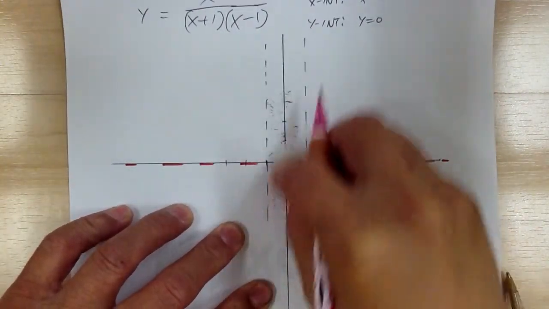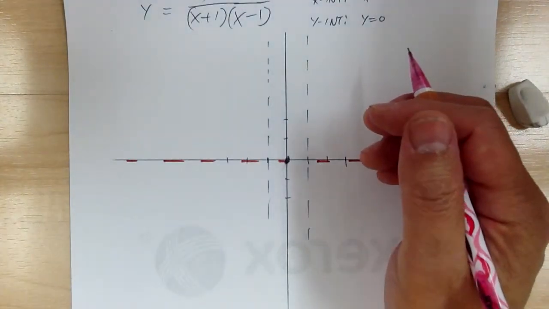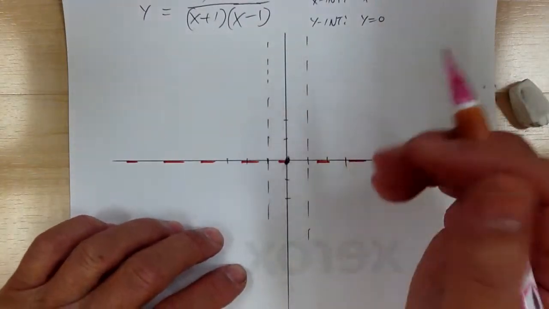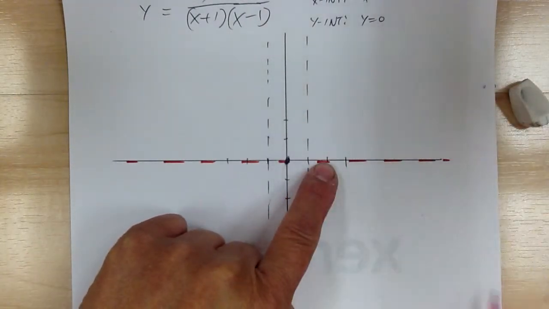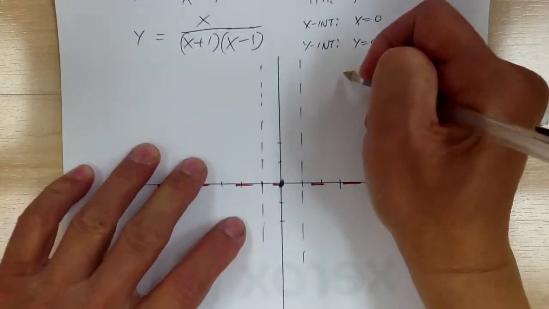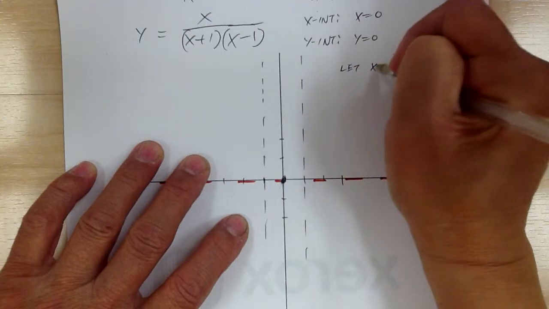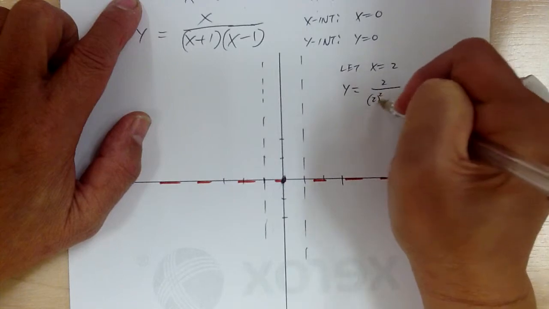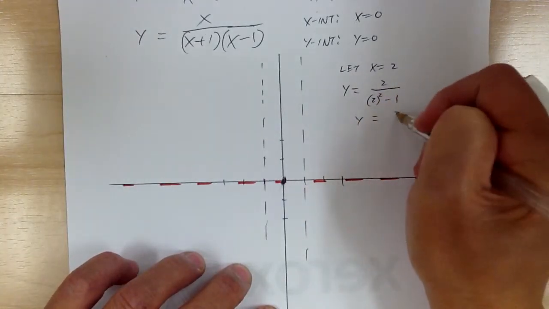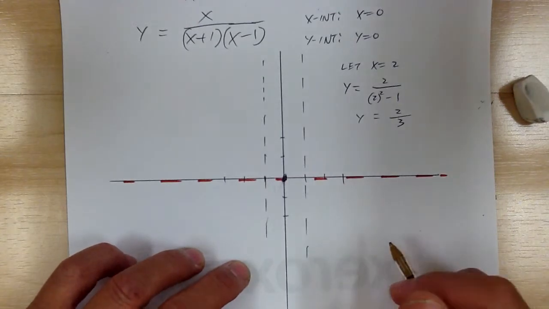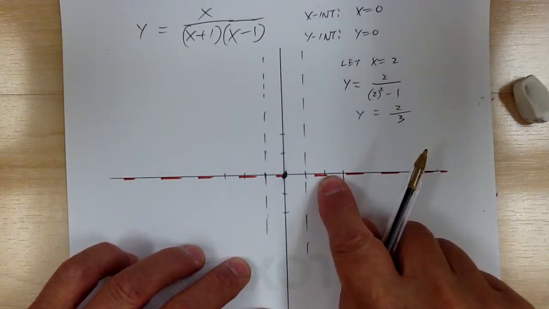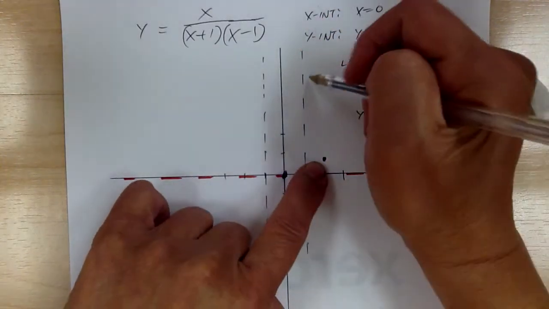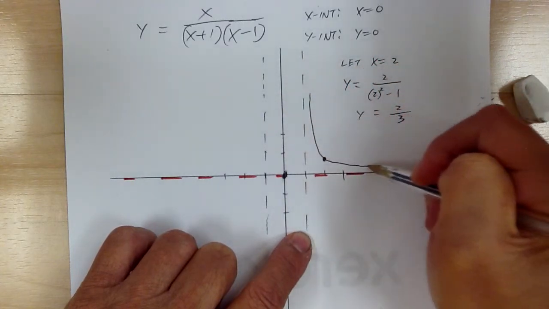So the way to do that is to use a testing point. Normally you want to choose a point that is close to the vertical asymptote. So I'm going to let x equal to 2. Then you got y equal to 2 over 2 squared minus 1. So y will equal 2 over 3. So when x equal to 2, y equal to 2 over 3. So it's going to be right over here. Now once you find there's a dot over here, that means your graph is going to go this way.